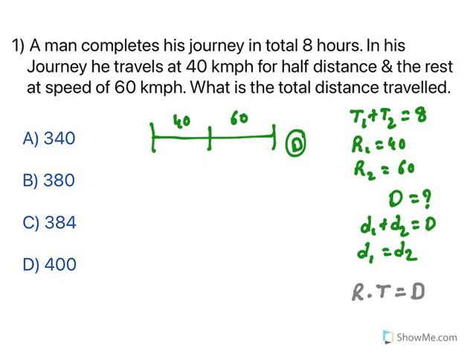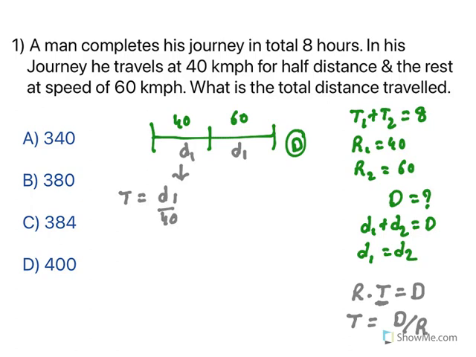Now imagine, what we need is this T. So if you extract this T, what happens? T equal to distance by R, right? Now take this distance as D1. Both of them are same. Now for this, what would be the T? T equal to D1 by 40.